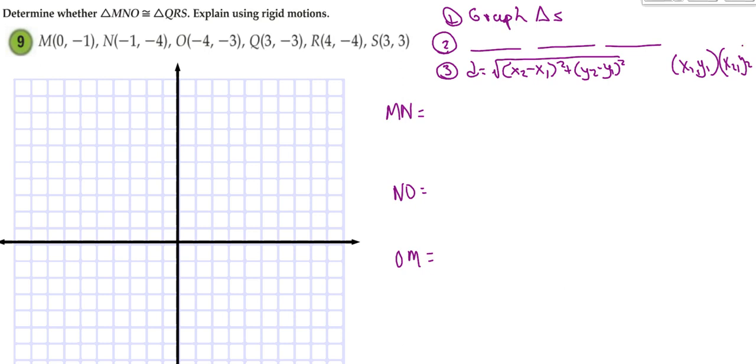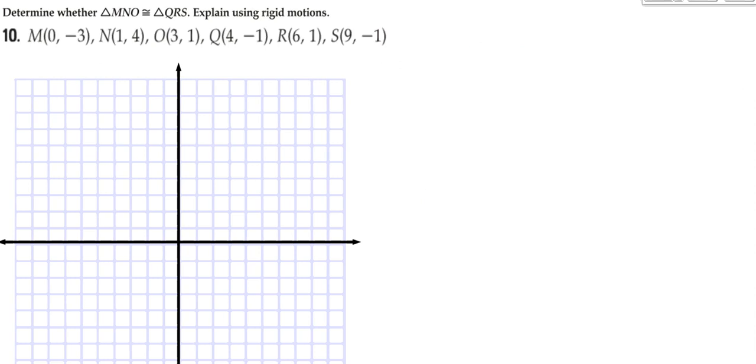And then the matching sides: if MN is here, then QR should be the same as you go. And then NO, you're going to use RS. And then OM, you're going to use SQ. So you have to show that those either are or are not the same. And if they are, you're going to be using side, side, side congruence. I'm not going to write all that on this next one. You're going to do the exact same thing. Graph them, distance formula, same letters, so same lengths of sides, and then move on through that.